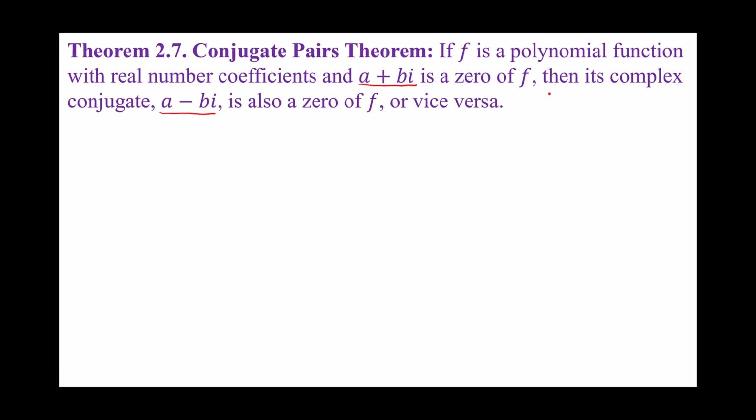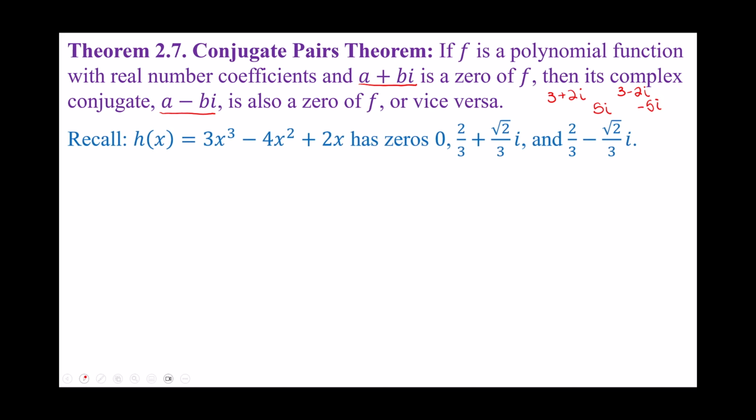So if we have something like 3 plus 2i, and we know that is a zero of the function, then 3 minus 2i is also a zero of the function. Or if I have 5i is a zero, I know that negative 5i is also a zero of that same function. Recall that from a previous example, we had h of x equals 3x cubed minus 4x squared plus 2x, and we found that the zeros were 0, 2/3 plus square root of 2 over 3i, and 2/3 minus square root of 2 over 3i. These are the two complex conjugates. So any non-real number is going to have a complex conjugate also as the zero.